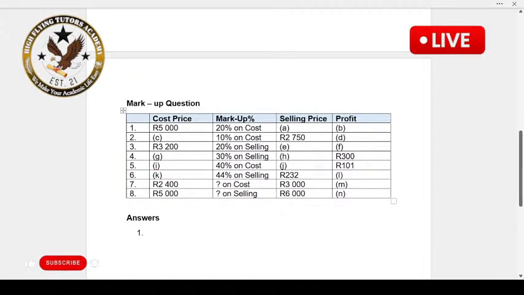Today we are going to focus on markup on cost and markup on selling price.